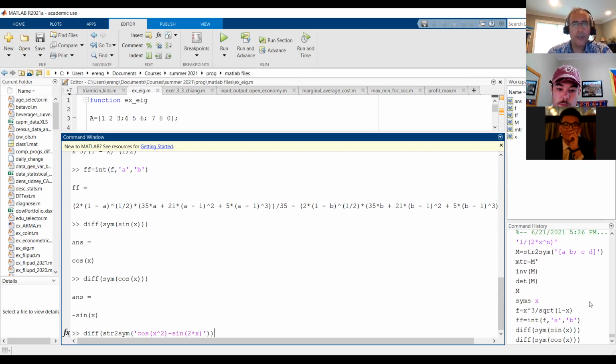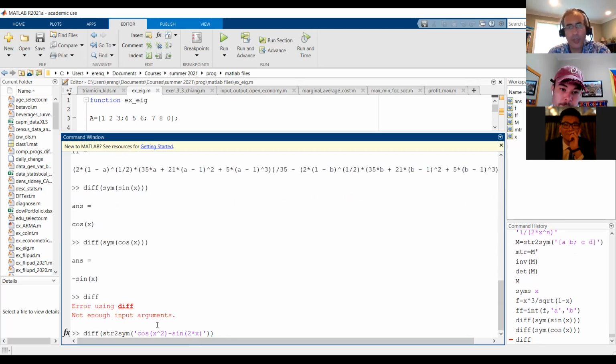I'm defining this one. So basically, when you use the apostrophes, guys, this part here is a string or character. So if you want to use this one, and sometimes we're going to use this one, you use the command a string to sim. Okay, and then what we do is we simply take the difference of this symbolic function.